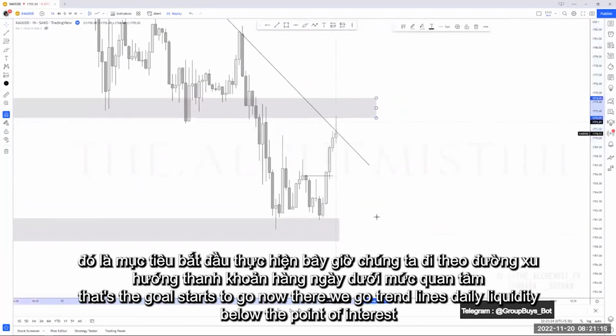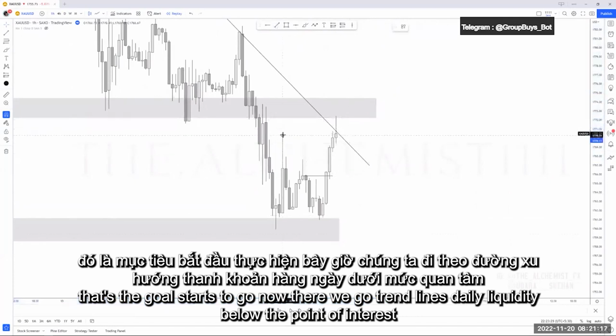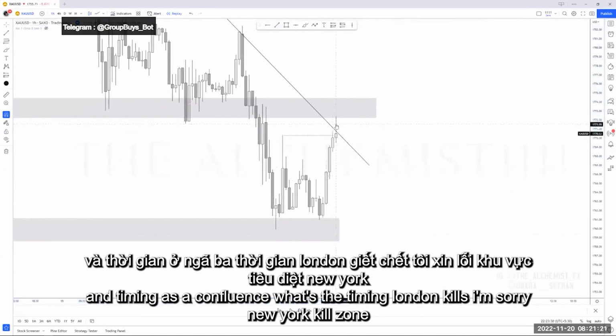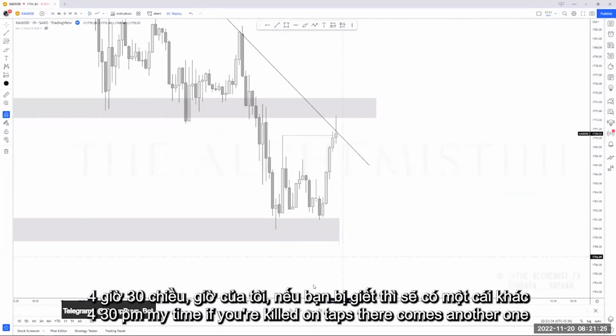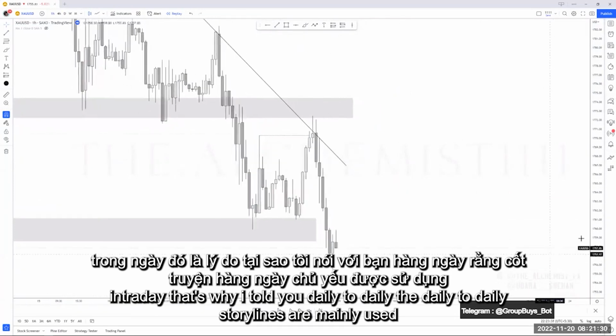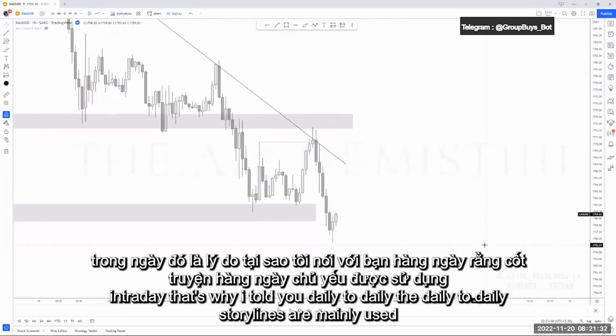Trend lines, daily, liquidity below the point of interest, and timing as a confluence. What's the timing? London kill. I'm sorry, New York kill zone. 4:30 p.m. my time, New York kill zone. Taps. There comes another drop. Intraday. That's why I told you daily to daily. The daily to daily storylines are mainly used for intraday plays.